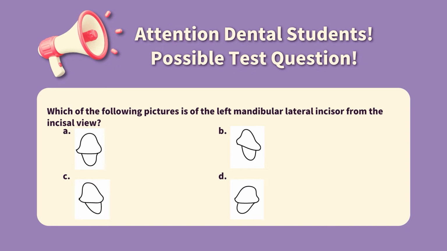Let's look at D. Here, the tooth is positioned so that the incisal ridge is horizontal to our eye line, and the cingulum is displaced. In this case, it's displaced to the left, and the left of this tooth is the distal. This tooth is the left mandibular lateral incisor, the correct answer.